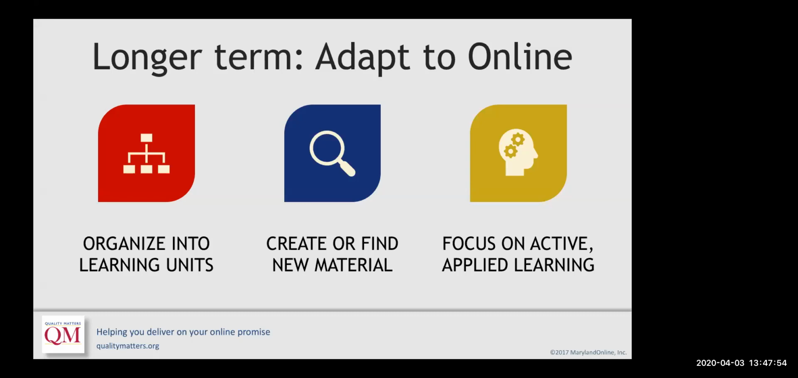Okay, so looking forward to longer term. I think most of us really feel uncertain right now about what's going to happen in the coming months. How long are we going to be remote teaching? What is it going to look like even a few months from now? So, adapting to online for the longer term. Here we're going to focus on starting to do some basic organization within the LMS, if you haven't had a chance to do that already. Maybe you're starting to think about new material, and you're really also starting to think about engaging students and making sure that this is an active learning environment.